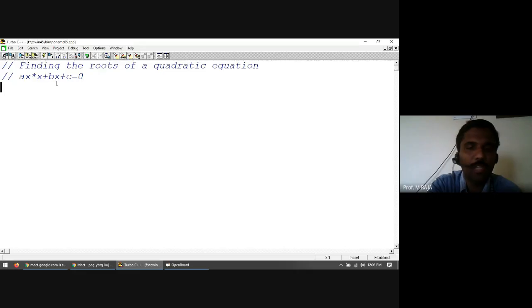Let us include the header file: hash include, the header file is stdio.h. Then we write the main function.